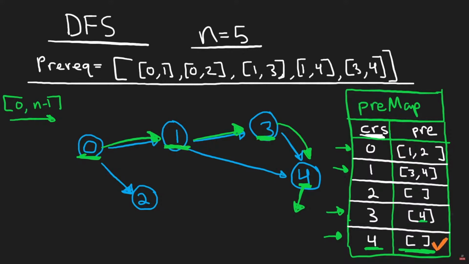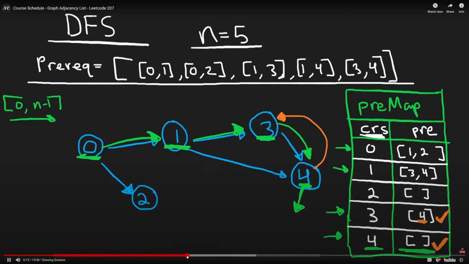can be completed. And so recursively, we're going to end up going back to our 3, and we see that it only had 1 prerequisite, and we were able to complete that prerequisite 4. So therefore, 3 is also a course that can be completed.